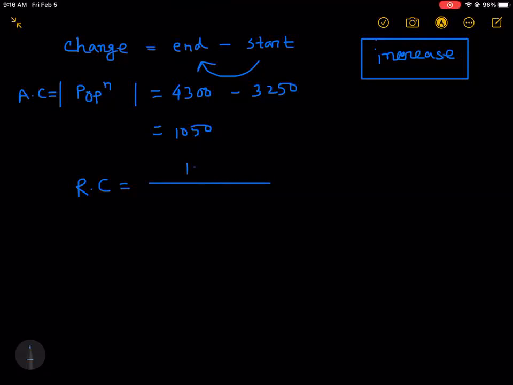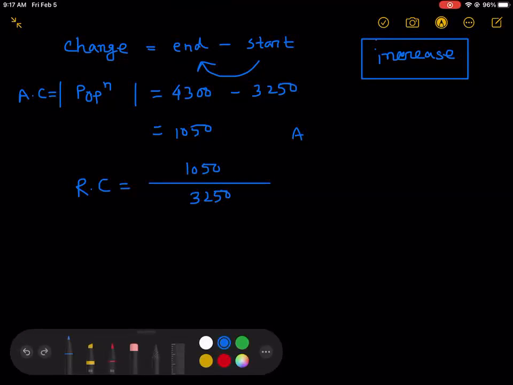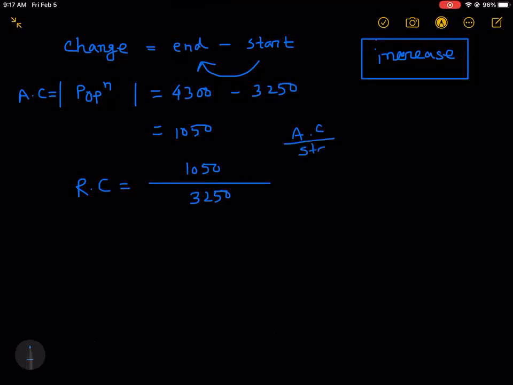So you're saying that I'll take the absolute change over what? Over the starting quantity. Very good, yeah, over the starting quantity. So the formula is basically absolute change, let me use the same notations, absolute change over the starting value. Okay, so that should give you the relative change.